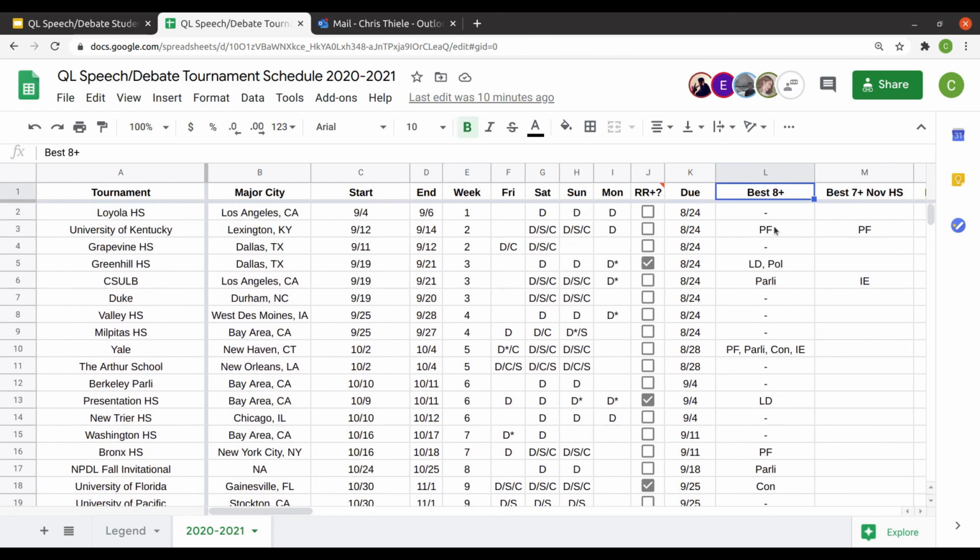And so hopefully this helps you understand the tournament schedule. It can be a little complicated. If you have any specific questions, feel free to Slack me, and I'd be very happy to go through all this in more detail, of course.